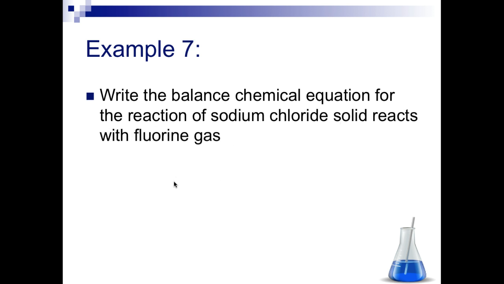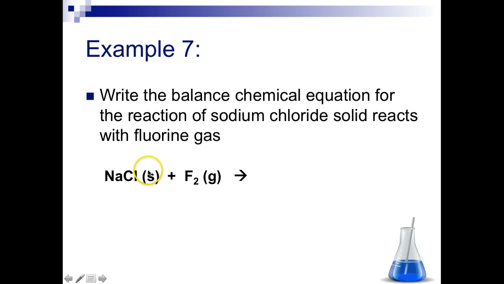Let's look at example 7. Now this is when a nonmetal is going to switch places. So it says, write the balanced chemical equation for the reaction of sodium chloride solid reacting with fluorine gas. So sodium chloride is NaCl. Fluorine gas is one of the 7 diatomic molecules, so it has to be F2. And you can tell because it says fluorine, which is the elemental form. So it's F2. And what's going to happen in here is Cl is going to be replaced by F.